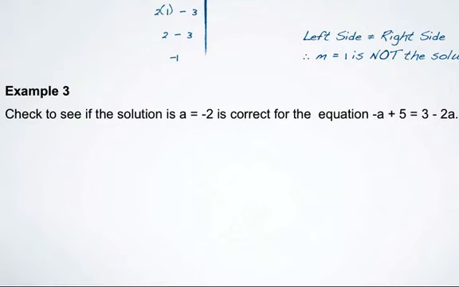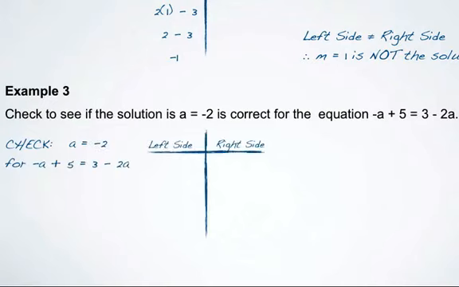negative a plus 5 equals 3 minus 2a. So we're checking a equal to negative 2 for our equation. We're going to split the equation into left side and right side. And remember, it's the equals that divides our two sides. So the left side in this case is negative a plus 5. The right side is 3 minus 2a.